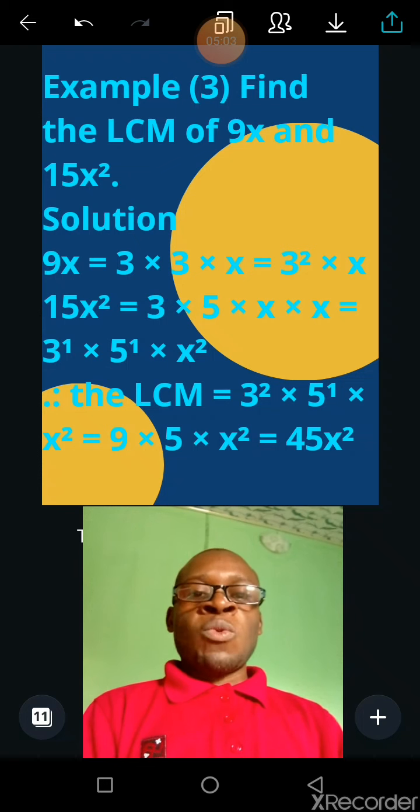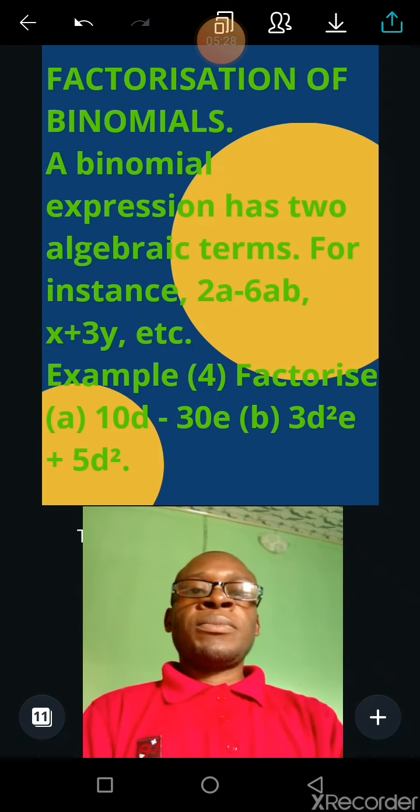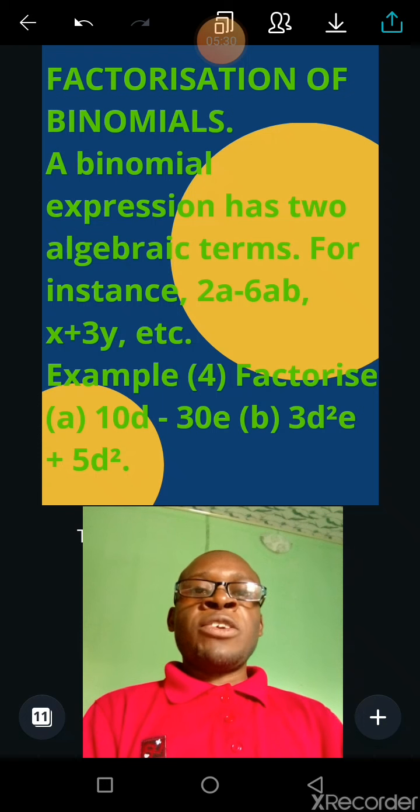Therefore, the LCM equals 3 raised to the power 2 times 5 raised to the power 1 times x raised to the power 2. Here, what you need to do is to multiply the terms that have the highest power, and that is what we are doing here. 3 raised to the power 2 times 5 raised to the power 1 times x raised to the power 2 equals 9 times 5 times x squared, which is equal to 45x squared.